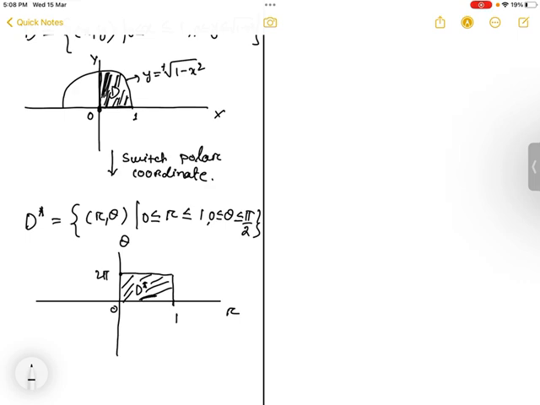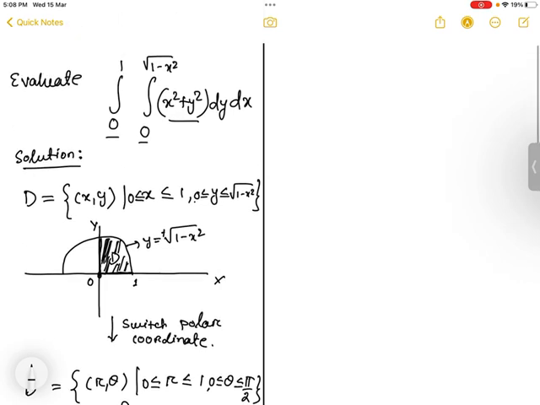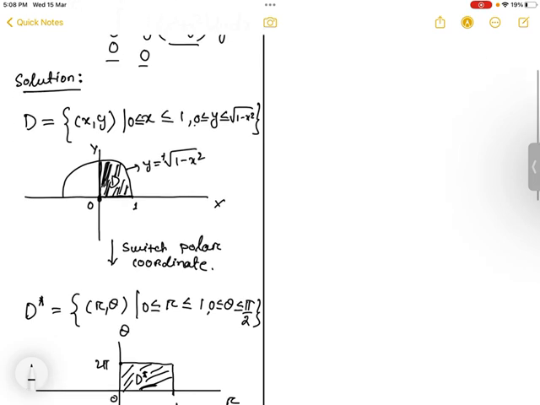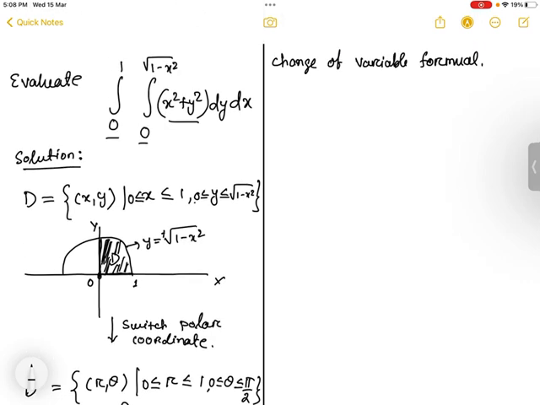Now the change of variable formula is telling that, if you transfer this into polar coordinates or whatever the coordinate system, you are switching from one coordinate system to another coordinate system, then if you evaluate this integral over D, whatever it is, this x square plus y square something, dx dy, this will be equivalent to the integration over D star, and here it is r dr d theta. Of course this r is not r, instead of r I will write Jacobian.